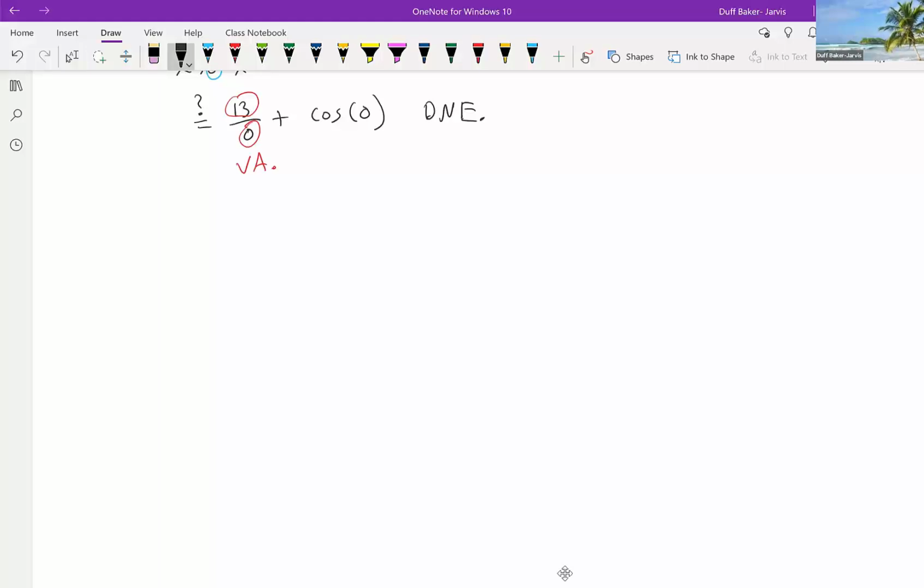So let's look at another example, and then we're going to try some together. So what if I was to do something like this? Wait, this is not correct. I want a minus here on the bottom.